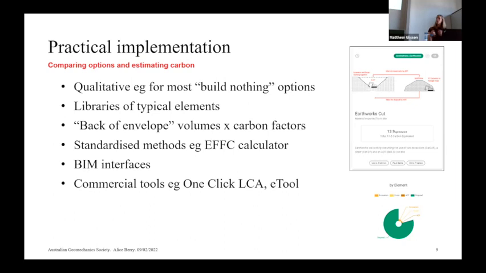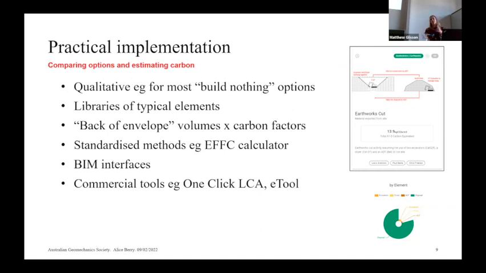Where some of the options build nothing to get the same outcome, there may be no need to do a carbon estimate. We've got libraries of carbon quantities for typical elements, such as a metre squared of facades of different types, and cut and fill. Some of them are country specific, so if we're working in a different country, we need to apply them with a pinch of salt. We do back of the envelope calculations, essentially hand calculations or spreadsheet calculations, to build up the carbon of options we're considering. Where there's a nice standardized method such as the EFFC DFI carbon calculator, we use those.